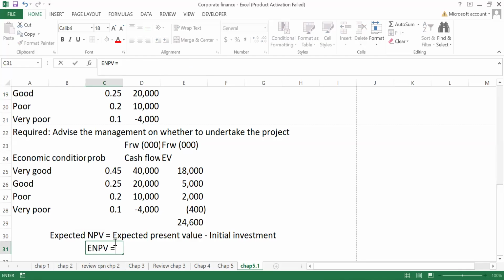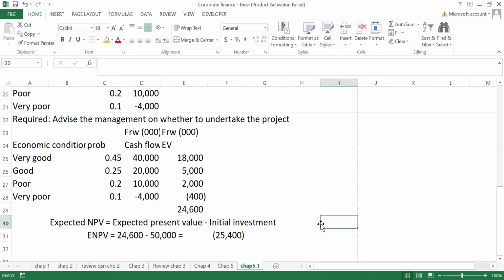So our expected NPV will be equal to 24,600 minus 50. And we get this minus 50. So automatically you are rejecting this project. It is loss making after incorporating the risk. The project becomes loss making.